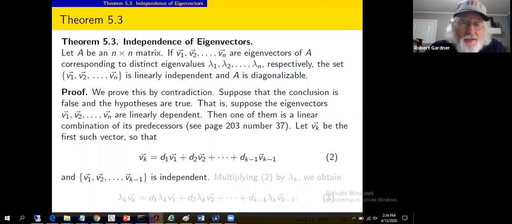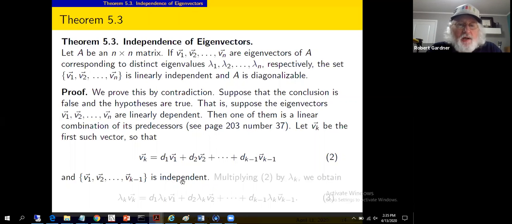I don't know what k is. It has to be at least 2, so we've got vectors on both sides, and for all I know, it could be as large as n. I don't know unless I know more specifics on the vectors. But if we have a linearly dependent set of vectors, there is a first vector k that can be written as a linear combination of the previous k minus 1 vectors. Nothing special about eigenvectors, just a property of linearly dependent vectors.